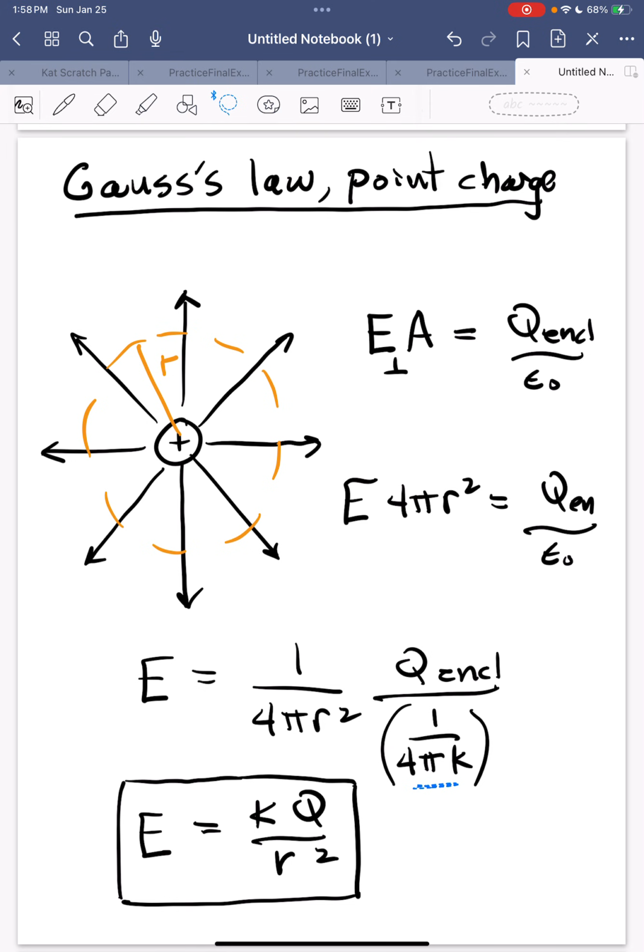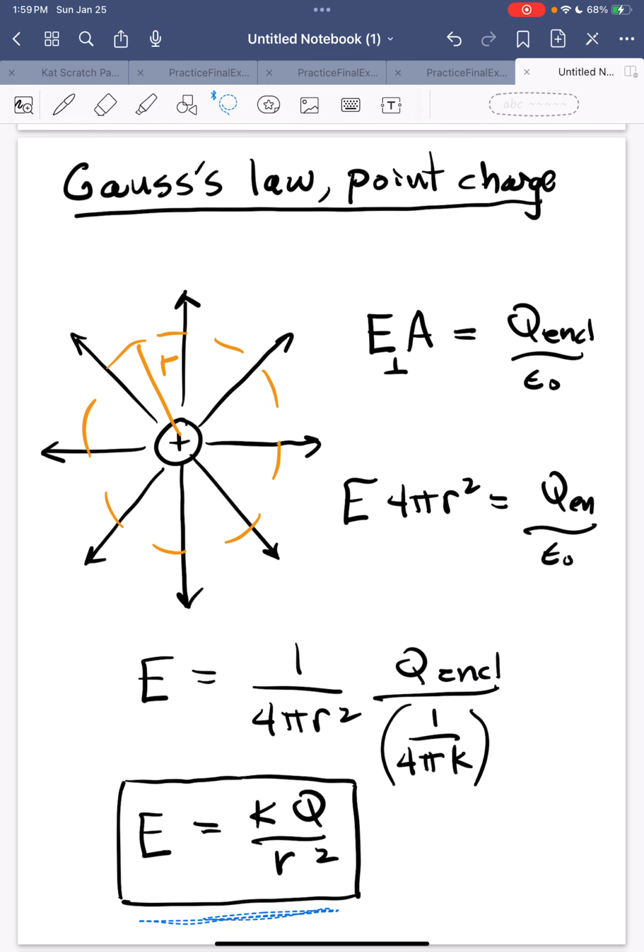And you don't always have to do that. Sometimes you can leave it as epsilon naught. But I want to show you how the 4 pi cancels here to give you a simpler formula. So the 4 pi will cancel here. The 4 pi will cancel there. And now I get 1 over r squared, that's a fraction, times Q enclosed times k. And then I end up getting this right here.